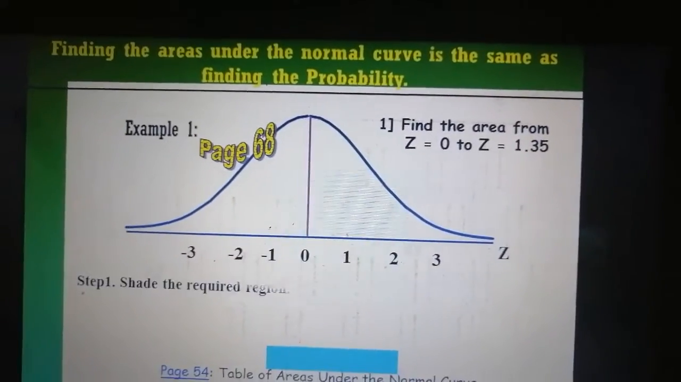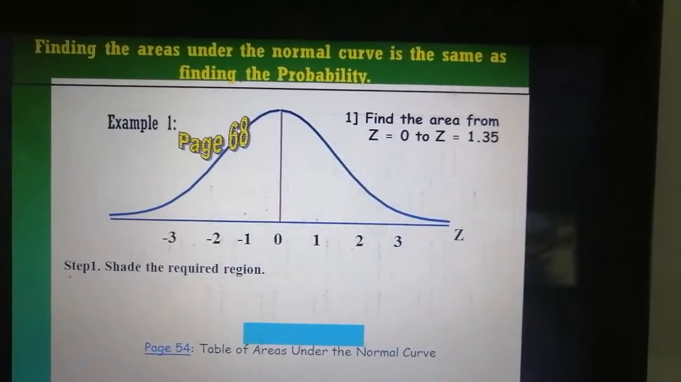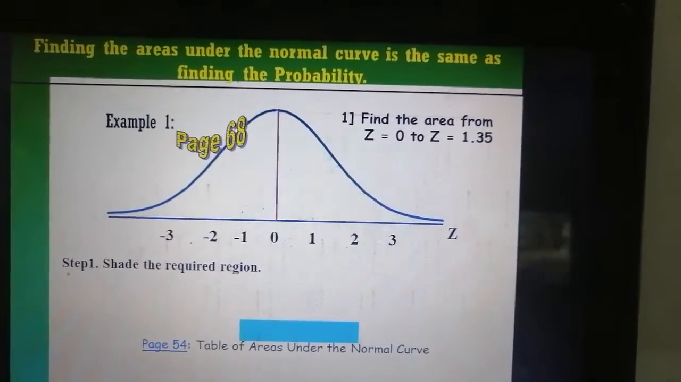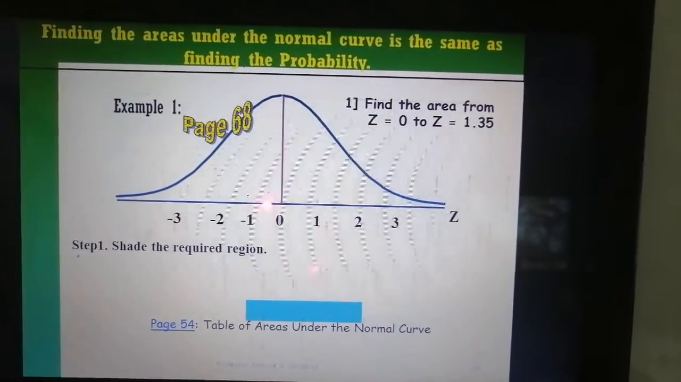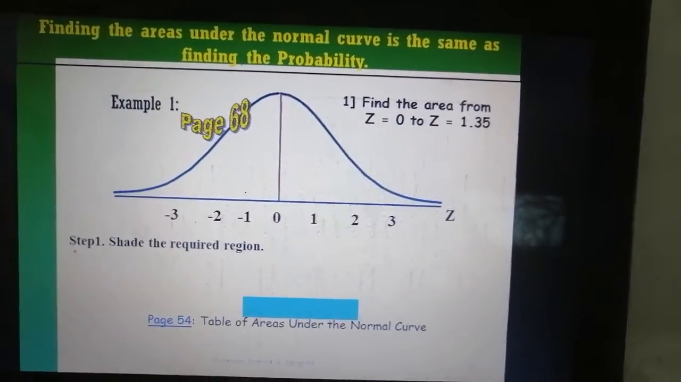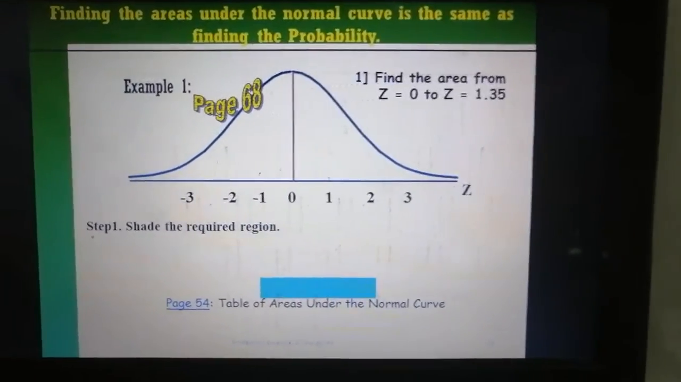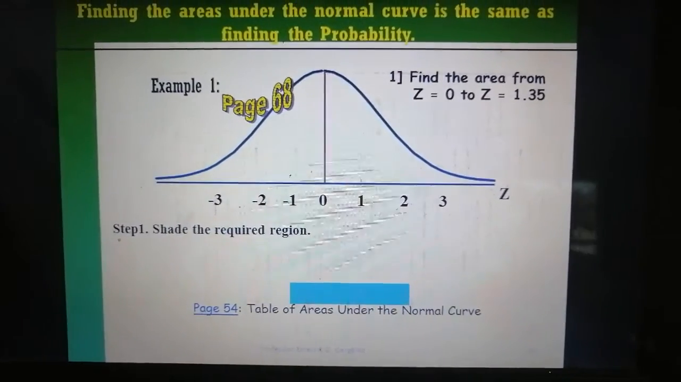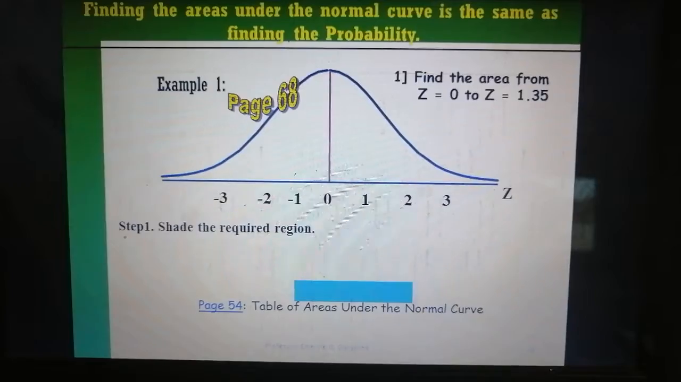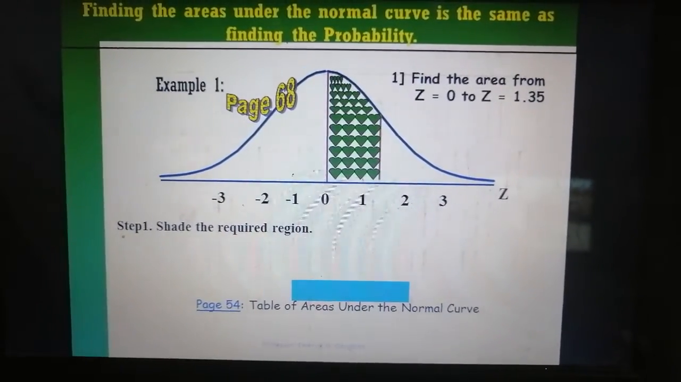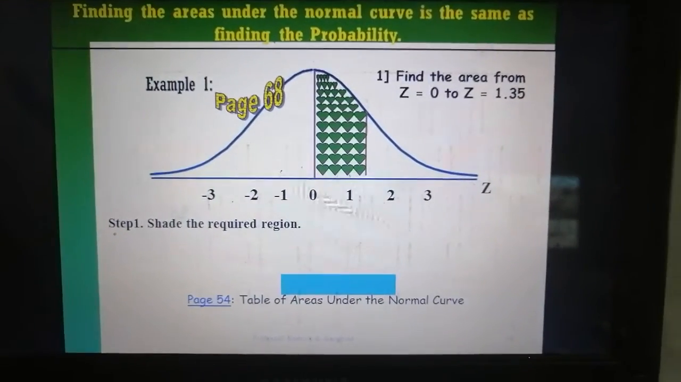The first one is you shade the required region. So where is it in the normal distribution? So from 0, that is already the midpoint. So the line that you see at the middle is 0. Where is 1.35? Is it on the upper distribution or left distribution? Upper. So maybe in between 1 and 2. It's only a sketch, so it doesn't need to be perfect. So we need this area from 0 to 1.35.